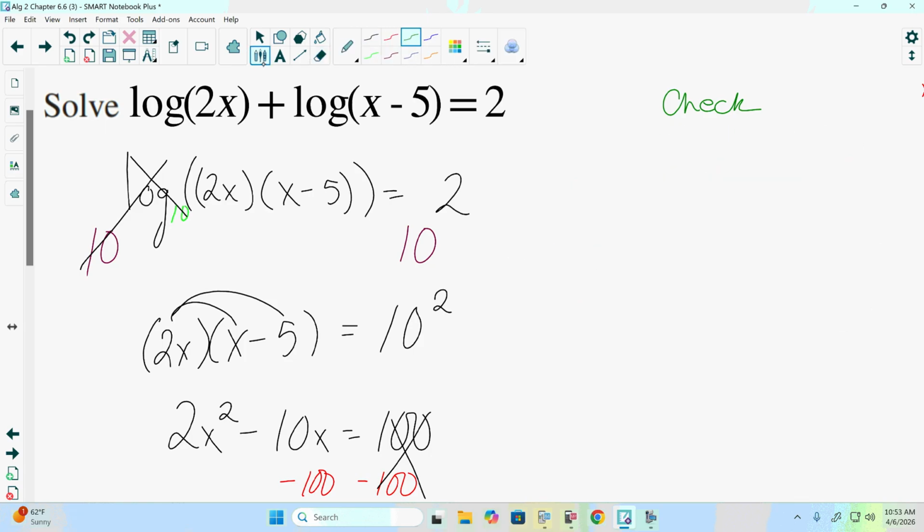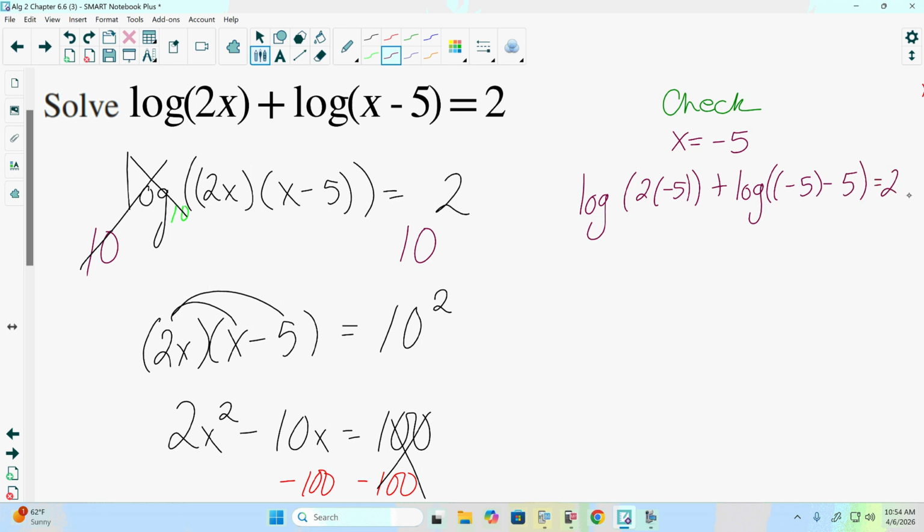Because we also need to do this for when x is equal to -5. And we'd have log of 2 times -5 plus log of -5 minus 5. And again, this should equal 2. Now 2 times -5 would be -10. And -5 minus 5 would also be -10.